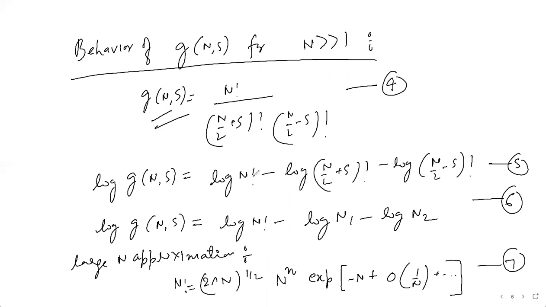In those sorts of cases, when N is much greater than 1, it is always good to go with the log of these functions rather than the individual functions. So if you take the log of these functions, then log g is log of N factorial minus log of N1 factorial minus log of N2 factorial. Since N is very large, you have to make a factorial approximation, which is basically your Stirling approximation: N factorial is approximately the square root of 2 pi N times N to the power N, times exponential of minus N. You invoke this expression and take the log of this entire seventh equation.